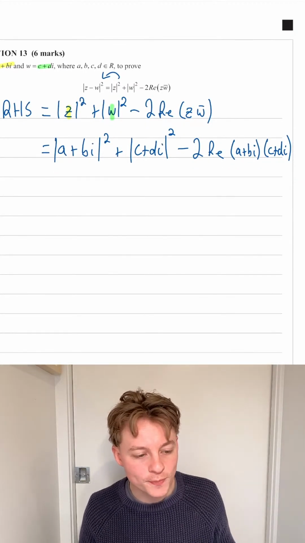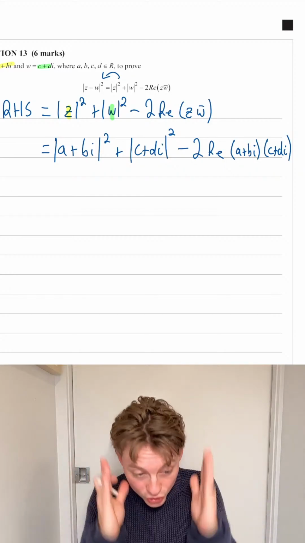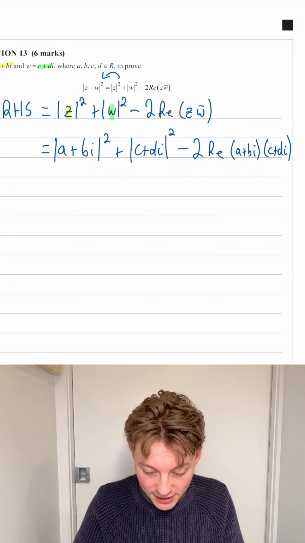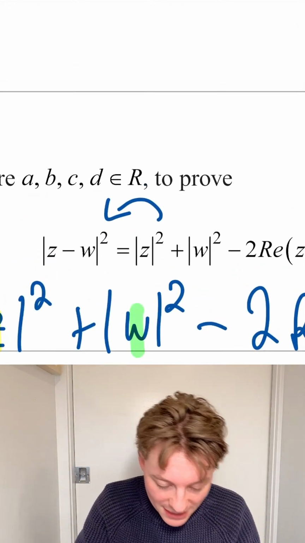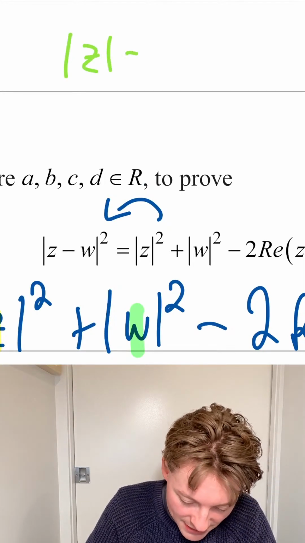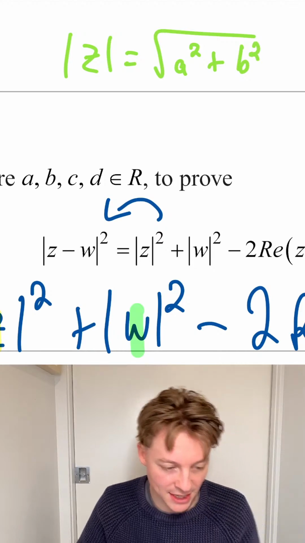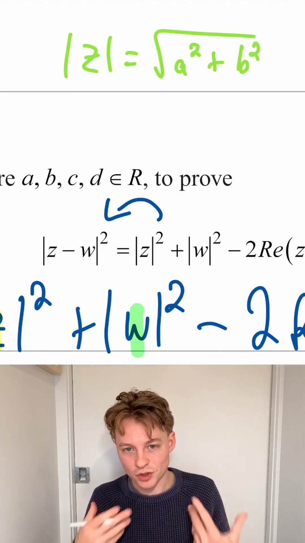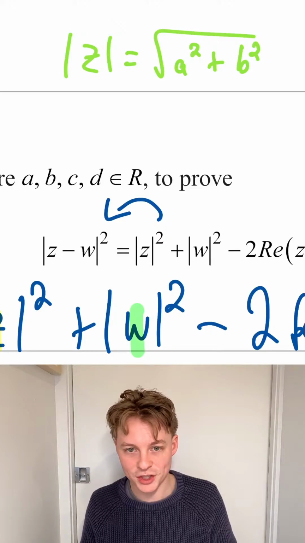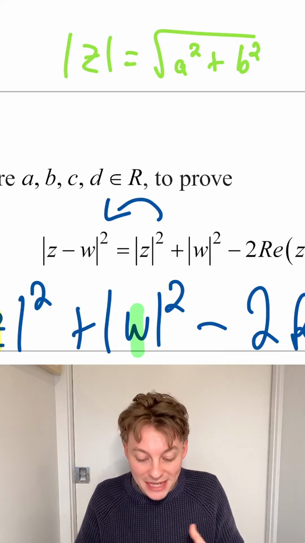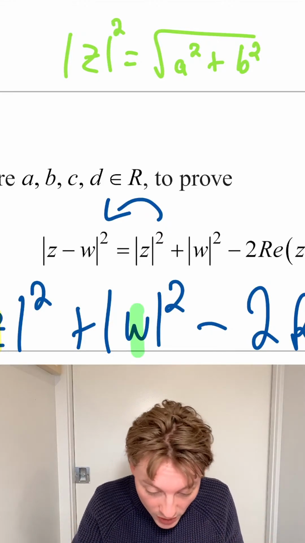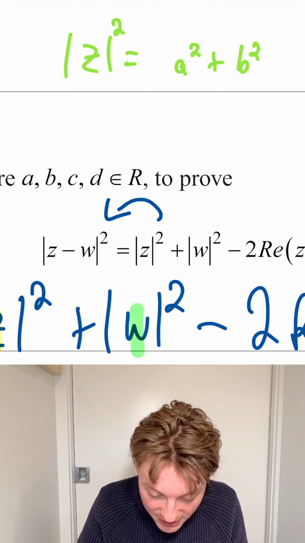I should know the modulus of a complex number, and I'll scribble this in case you didn't know. If I have the modulus of Z, that is equal to the square root of A squared plus B squared. The i parts essentially disappear. I'm just left with my real part squared plus my imaginary part squared. If I square this, I square a square root, the square root disappears. I get just A squared plus B squared.